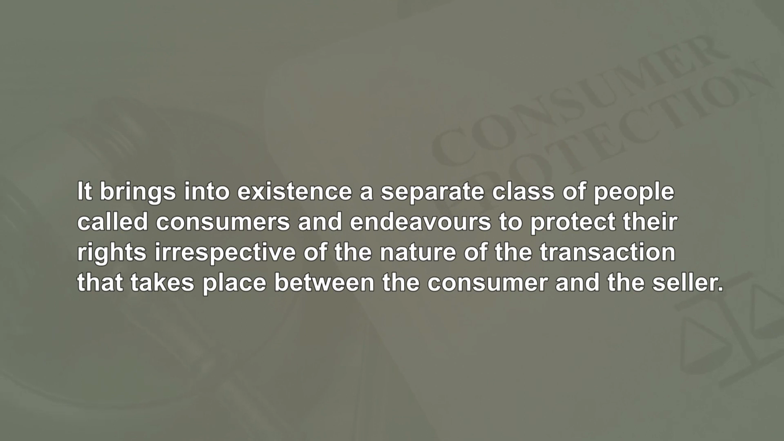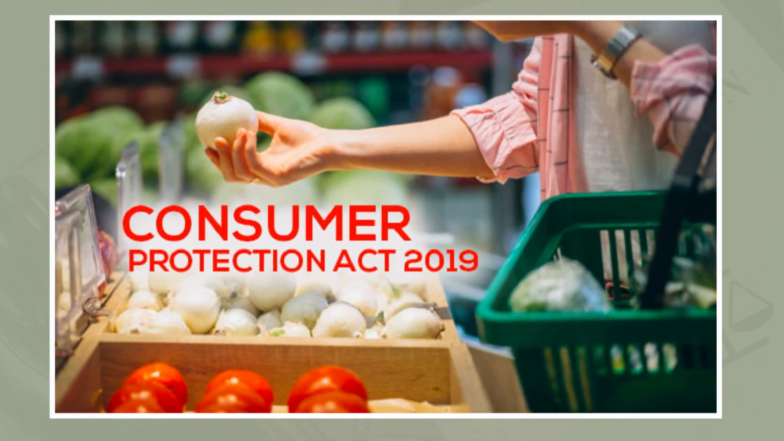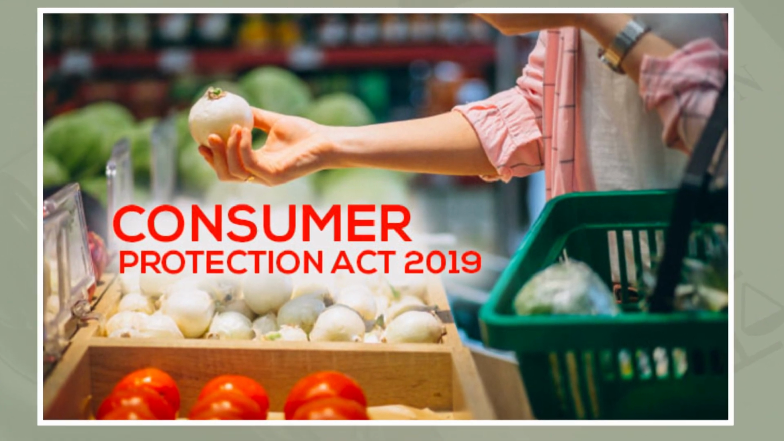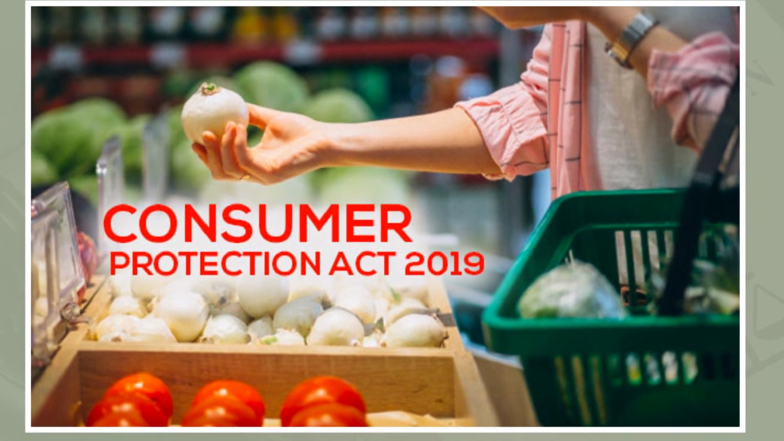The only difference between these laws and the Consumer Protection Acts of 1986 and 2019 is that in the case of the former, each enactment deals with a special class of consumers, and that too with regard to only a particular area of consumer behavior, whereas the latter are general legislation which lay down a uniform set of laws, procedures and forums for protecting the rights of all kinds of consumers. Thus, it brings into existence a separate class of people called consumers and endeavors to protect their rights irrespective of the nature of the transaction that takes place between the consumer and the seller. The advantage of this legislation is that it provides a speedy, informal, inexpensive justice within the reach of all the consumers.